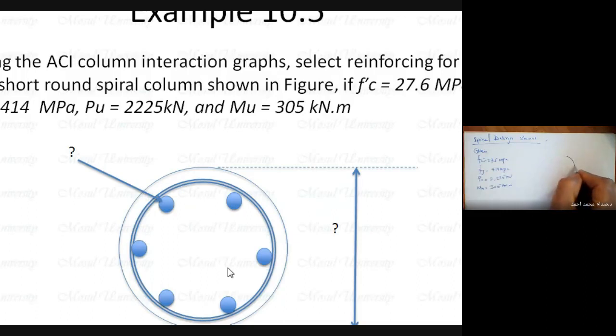I'm just going to make a small sketch of the column. So we have six reinforcement bars. Why do we have six? Why should we not have five, for example? Because the minimum reinforcement for a spiral column is six. So I have to select some dimension for D, as well as some reinforcement size. So this is our to-do list.